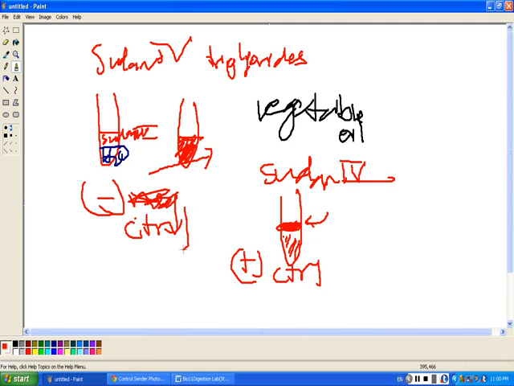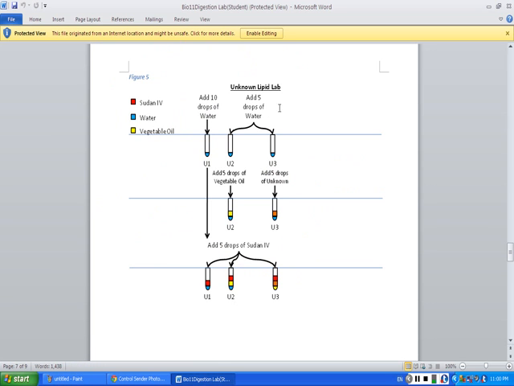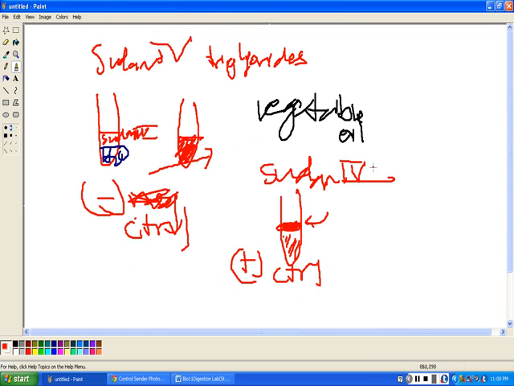Okay, negative control. And this final one was our unknown, experimental test, just to see whether or not it's going to be positive for the Sudan 4 test or negative. So that's how you will test for triglycerides.